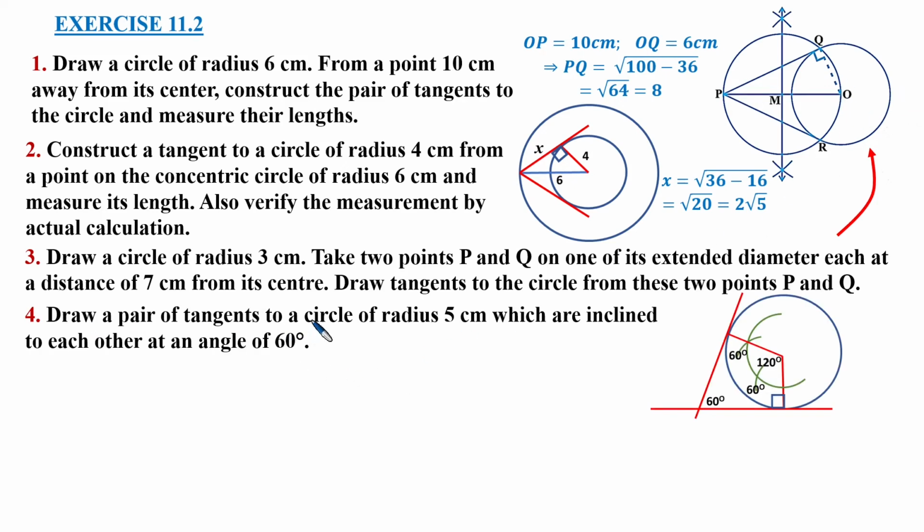4. Draw a pair of tangents to a circle of radius 5 centimeters which are inclined to each other at an angle of 60 degrees. So you draw a straight line and you draw a circle of 5 centimeters. From center you draw a perpendicular line, and you know that the opposite angle, so this angle has to be 120. So with the help of protractor you draw this 120 degree, and here I have shown this is a point, and from this point you draw a perpendicular, this perpendicular line.